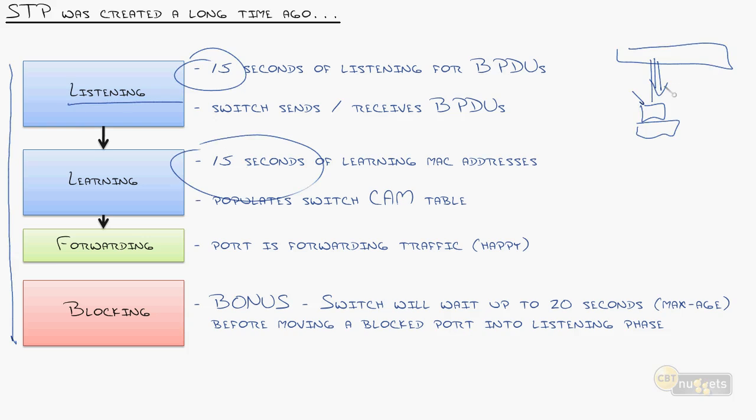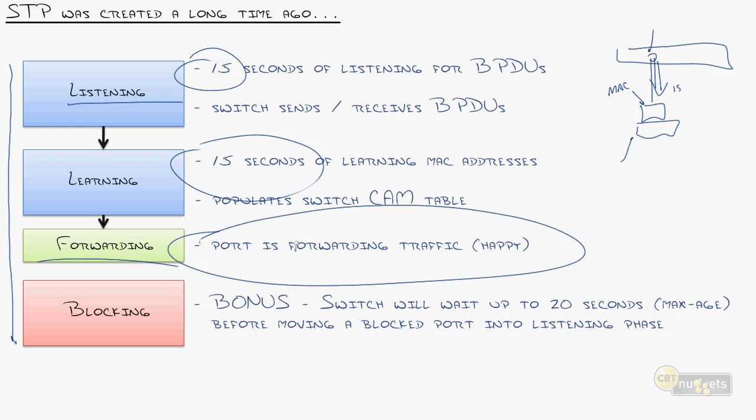The learning state says we're going to have another 15 seconds where I'm trying to figure out what MAC address is on this port. The switch is assuming if you're a real device, you're probably going to be sending a DHCP request or some kind of traffic that's going to identify what you are, so I can populate my MAC address table on that port. So when I do actually make you active and make you a forwarding port, I'll know exactly who you are and what your MAC address is. So I'll populate my CAM table, my content addressable memory, my MAC address table, so I know you. So after 30 seconds of time, the port is now forwarding traffic.